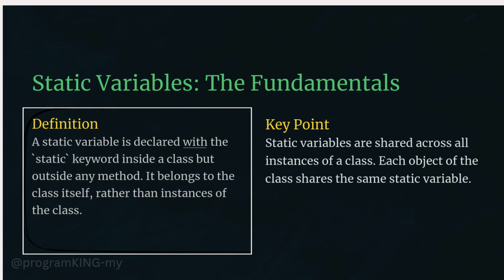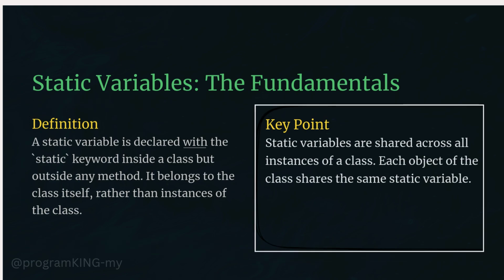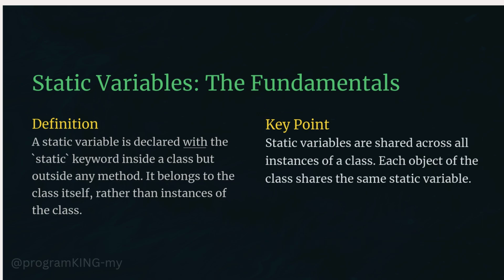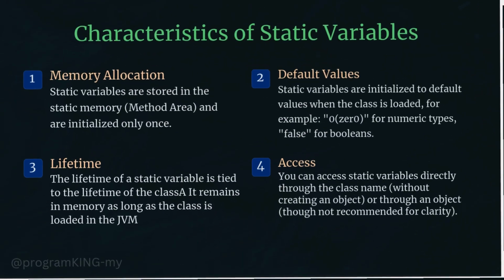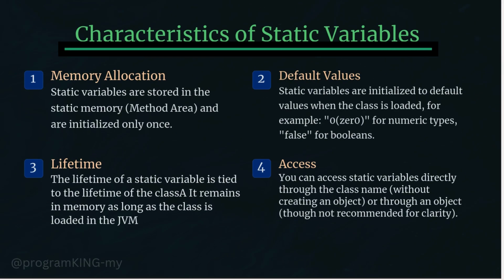So what does that mean? It means that static variables are shared across all instances or objects of a class. Every single object created from the class uses the same static variable, allowing for consistent shared data across objects. This is a powerful feature that can help optimize memory usage and maintain uniformity in data for all instances of a class. Let's now explore the key characteristics of static variables.